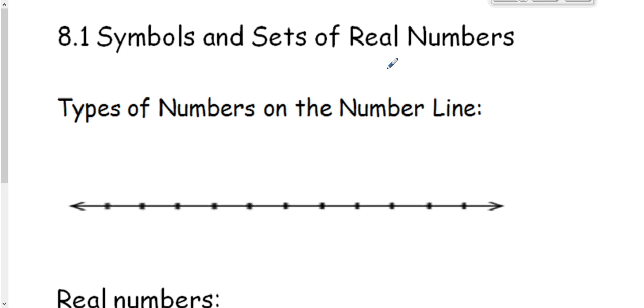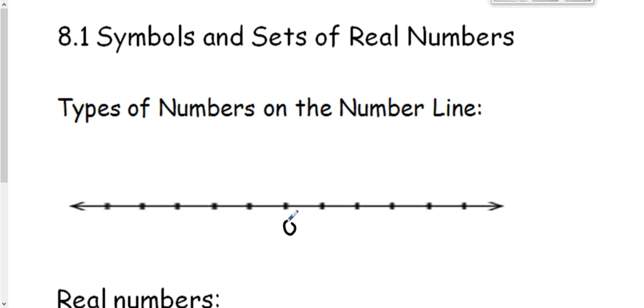This is 8.1, Symbols and Sets of Real Numbers. We're going to talk about the different types of numbers on the number line. And I'm sure you've all seen a number line before. Here is what a number line looks like. And we usually see numbers written at the different marks on the number line.